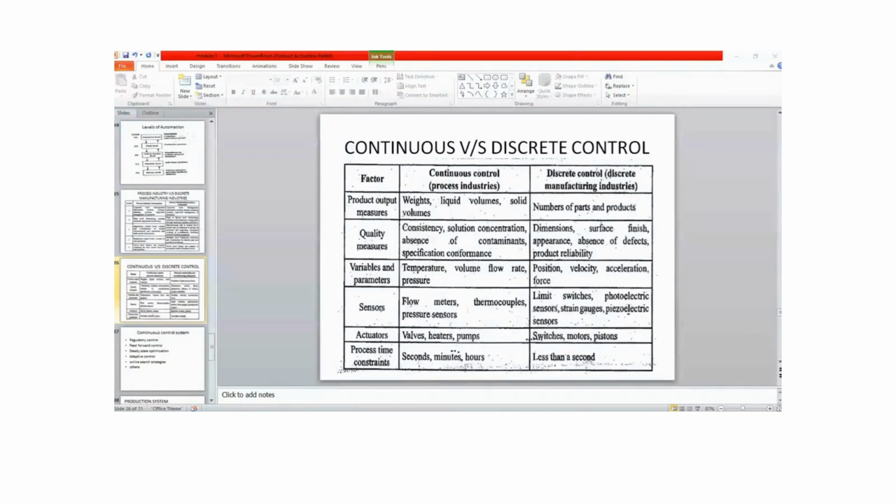Sir, it is the difference between continuous and discrete control, sir. Continuous and discrete control, okay. So first one, product output measures. Here he has given weight, liquid volumes, and solid volumes, and this side he has given a number of parts and products. What is that?